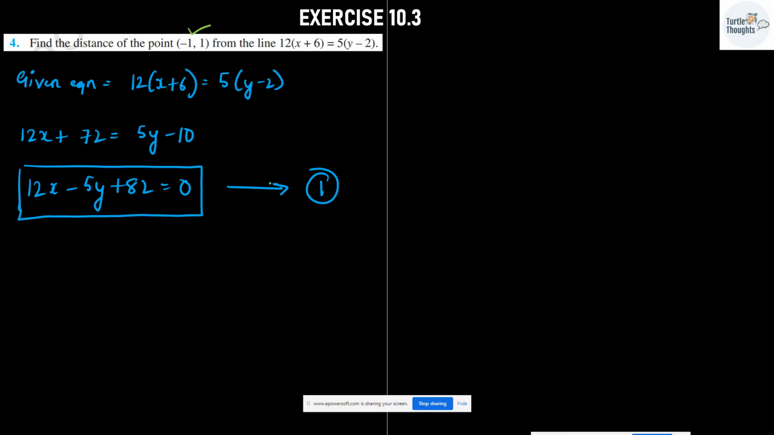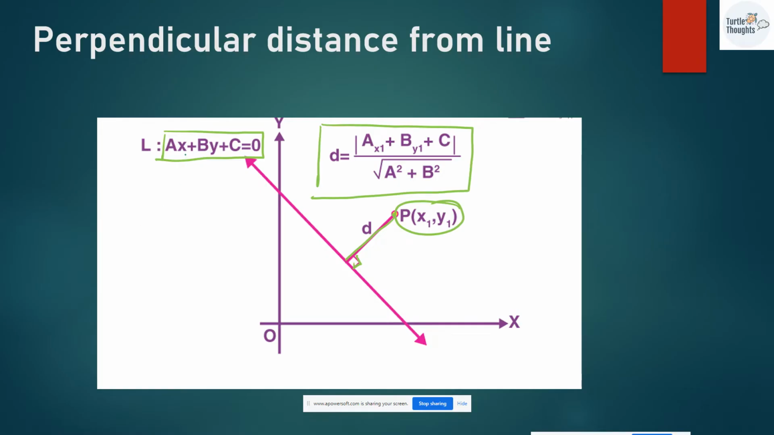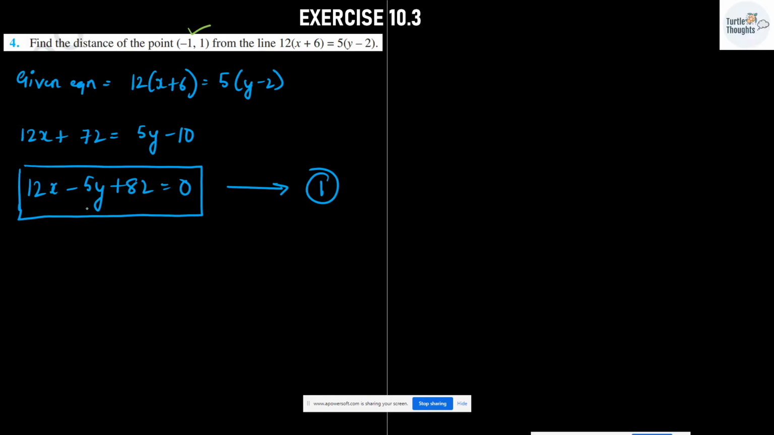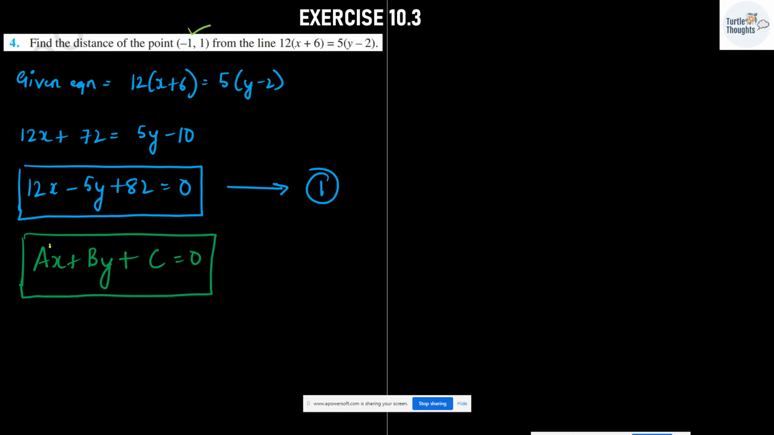Now we have to compare equation number 1 with the general equation. So let me write the general equation of the line, which is ax plus by plus c is equal to 0. Upon comparing both the equations, a I will be getting as 12, b is going to be minus 5, c is going to be 82.